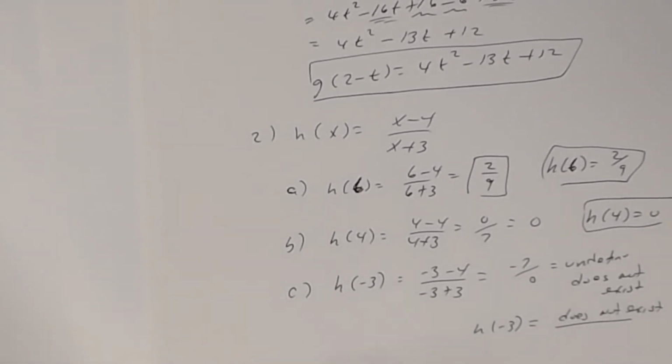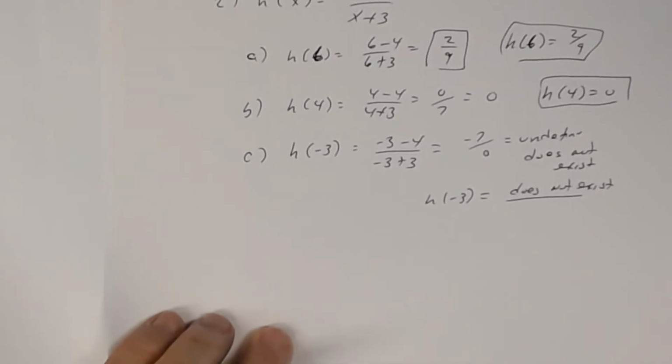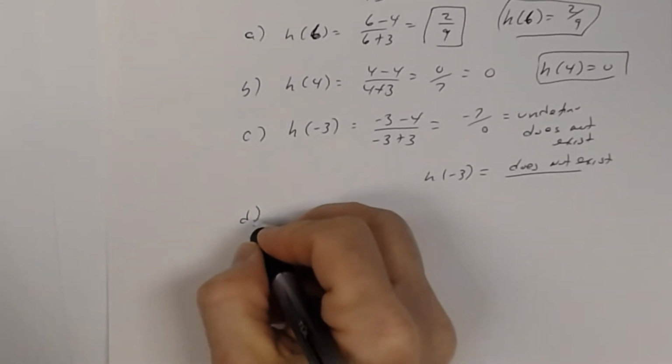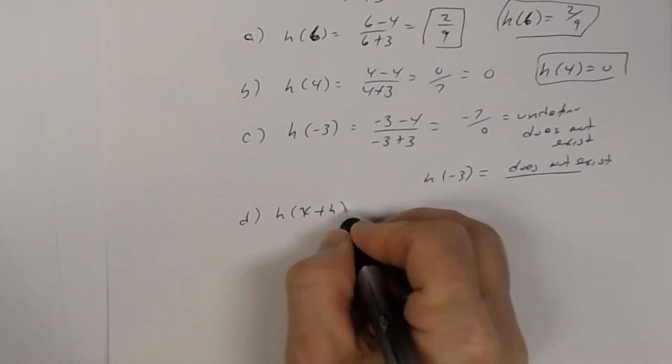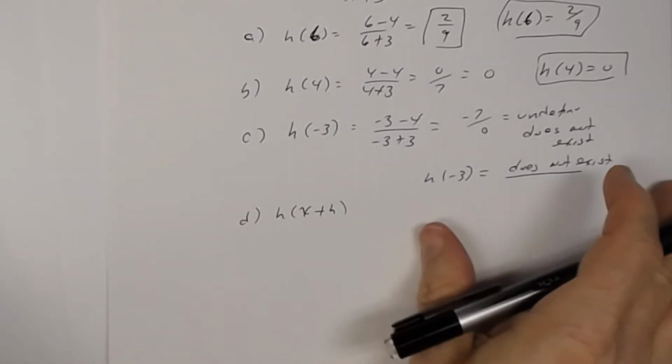Okay? Because remember, we cannot divide by 0. And in D, let's suppose we want to find D. Suppose D was h of x plus h. H of x plus h.